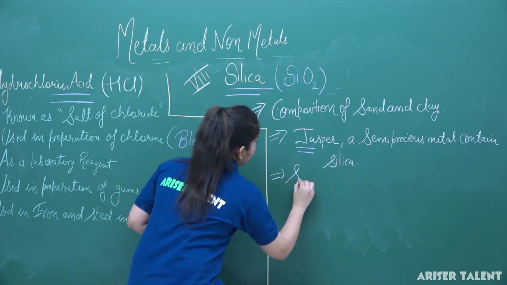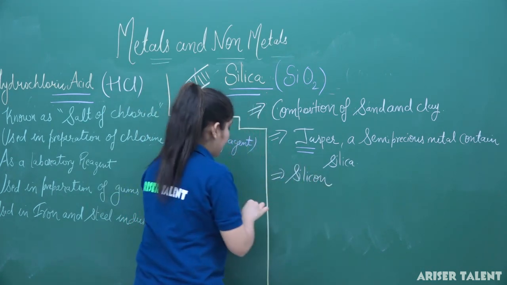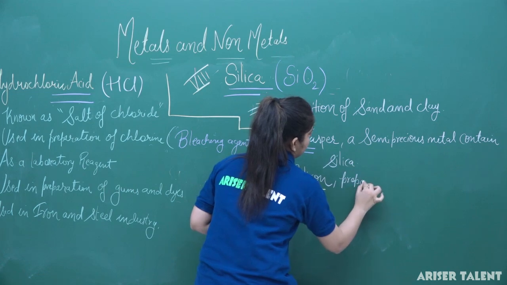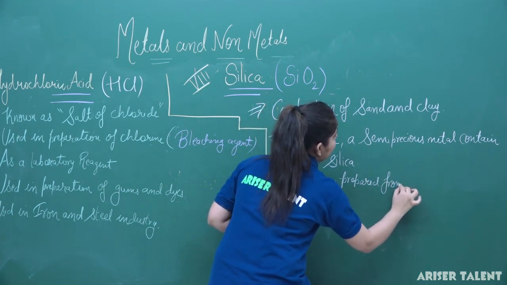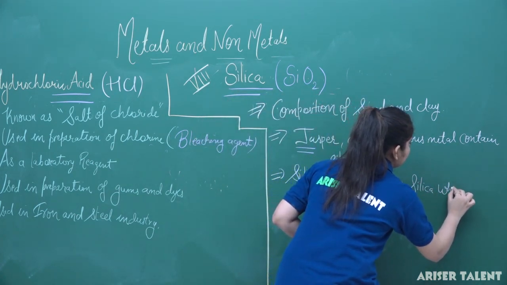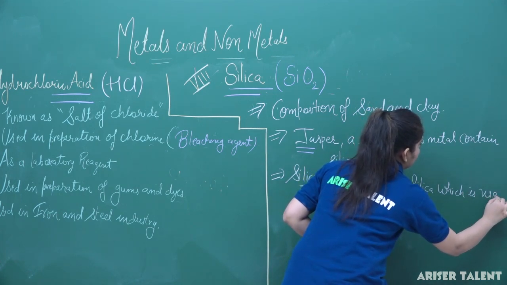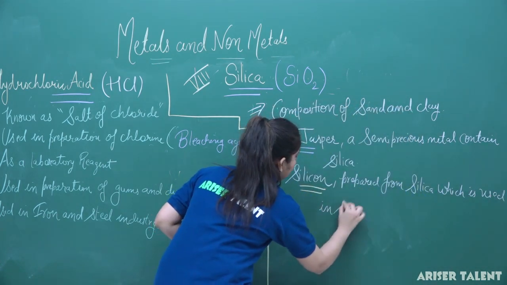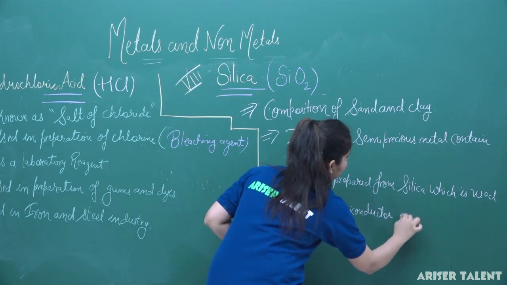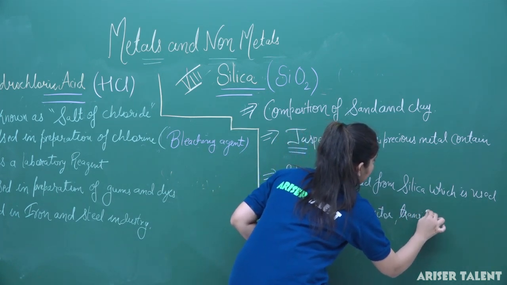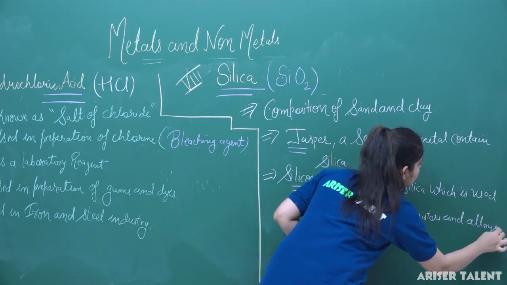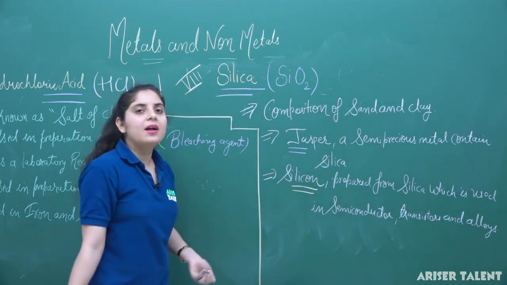Now silicon is actually prepared from silica. Silicon is prepared from silica, which is used in semiconductors, transistors, and alloys. So this is the next application regarding silica.